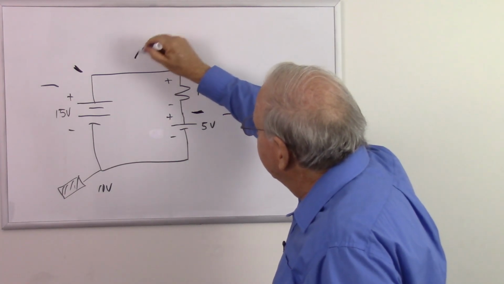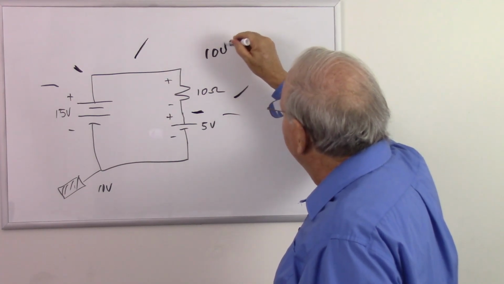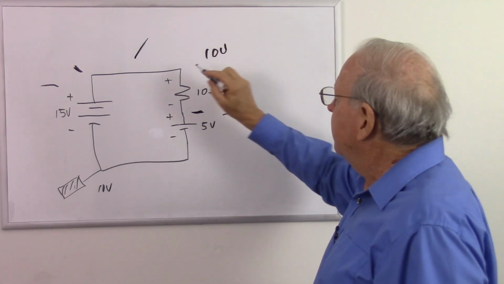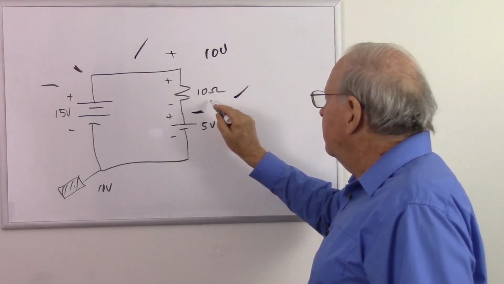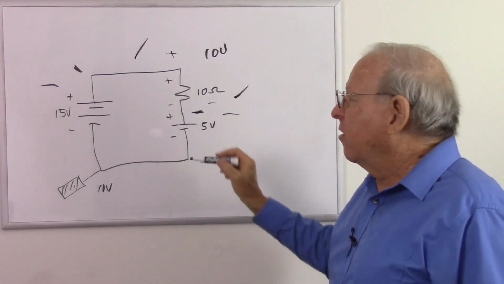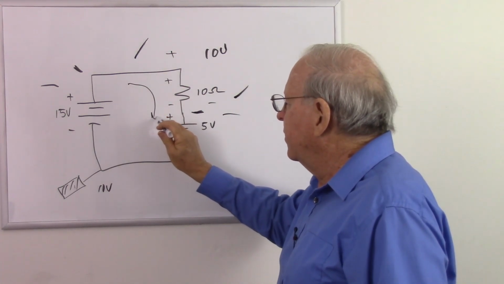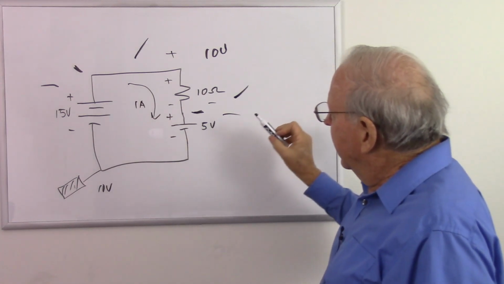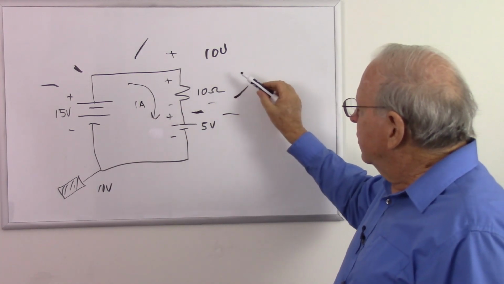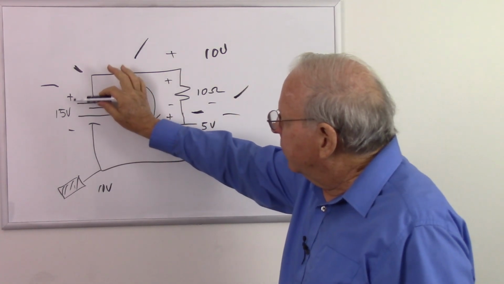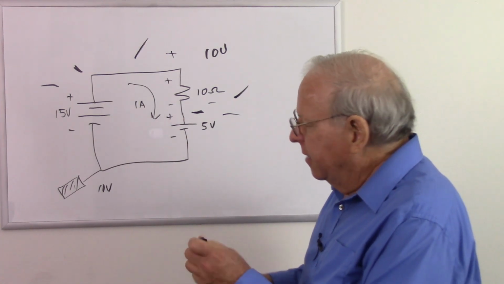So that 10 volts is across that resistor, positive to negative. So 10 volts across 10 ohms means we have 1 amp of current. And if we look at our voltages across here, we start with 15 volts. Let's use our red pin here again.